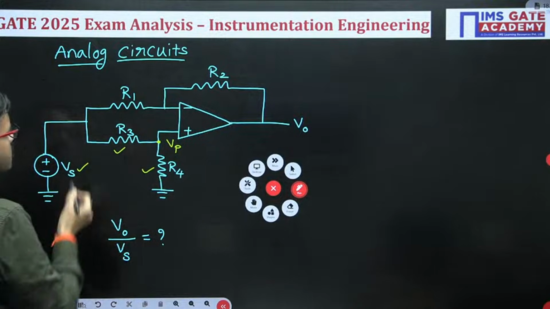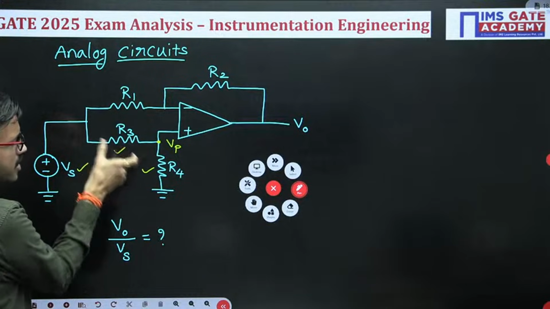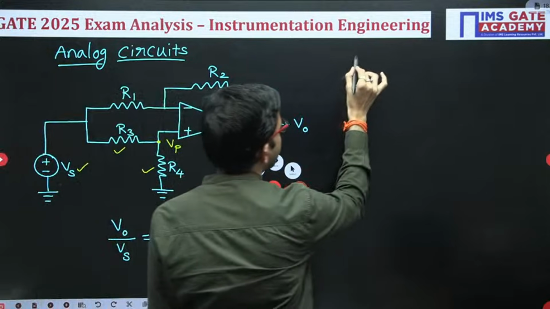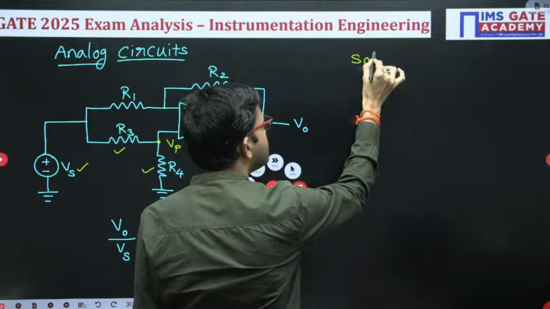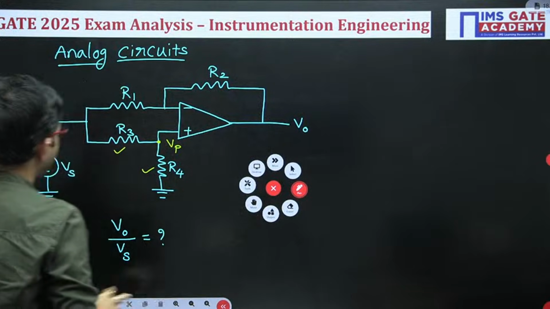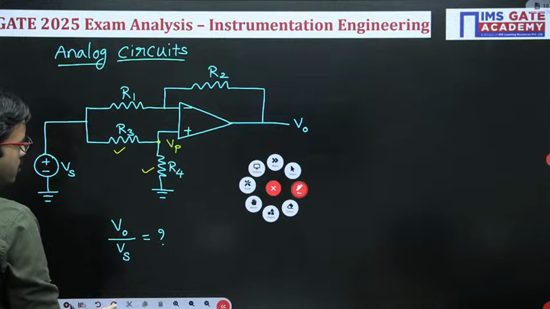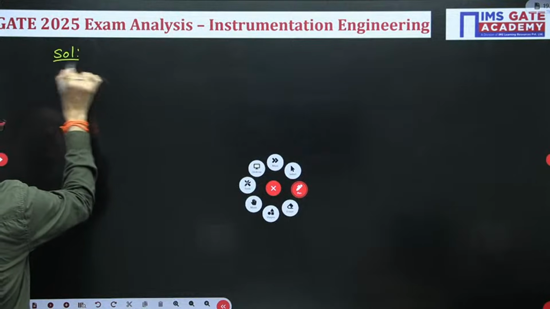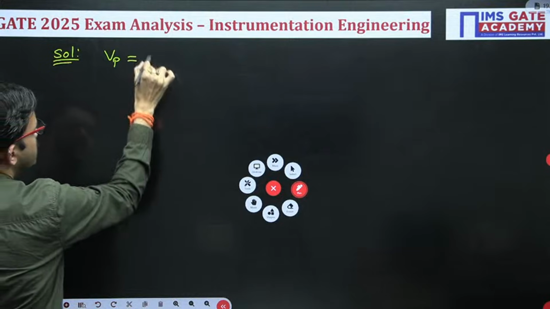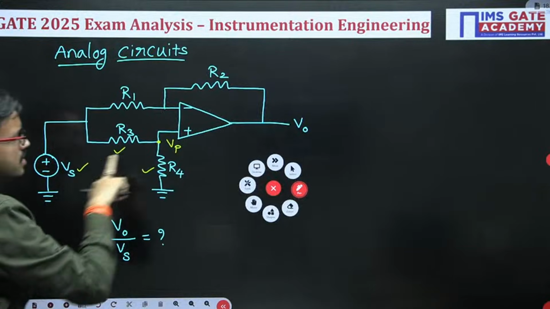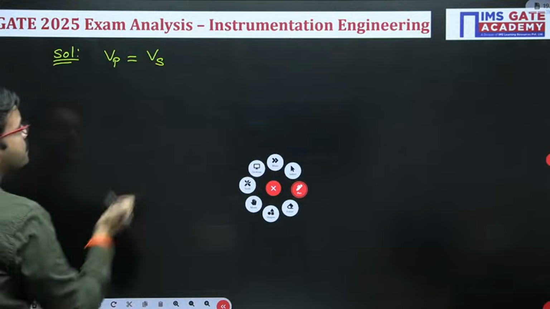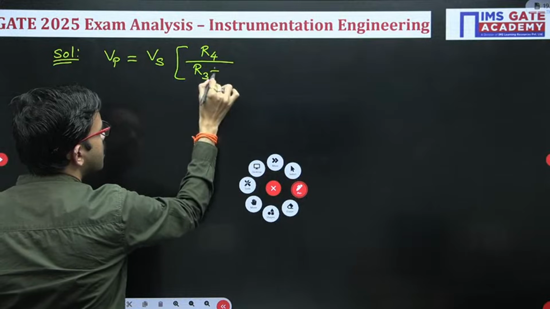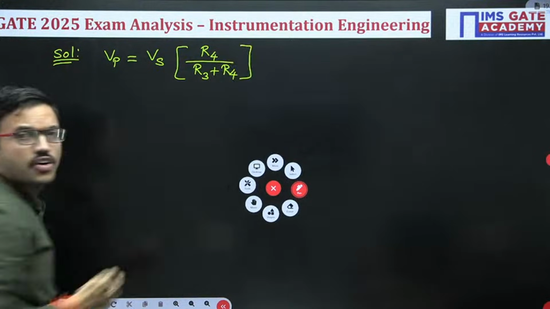Yes or no? You have one resistive network R3, R4, and for this network the supply voltage is Vs. We can apply the voltage division rule. So by using the voltage division rule, you will get Vp equal to the supply voltage Vs into R4 divided by R3 plus R4. Okay, right.